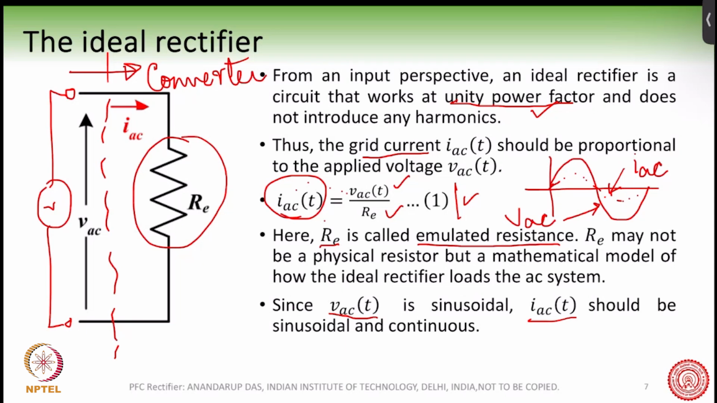Now, this RE here, the RE is not necessarily a physical resistor. That's what I want to emphasize here, that it may be an emulated resistance. So the entire converter, we may switch in such a way that from the grid point of view, the grid sees an equivalent emulated resistance where the voltage and the current are perfectly in phase, sinusoidal and continuous.